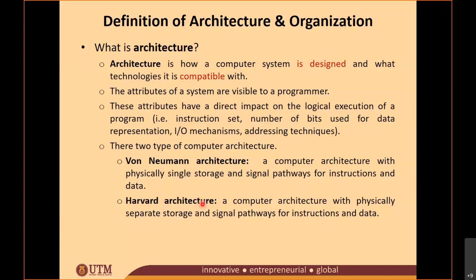Okay, while Harvard architecture is a computer architecture with physically separate storage and signal pathways for instruction and data. Maksudnya kat sini program memory and data memory dia separate, dia asingkan, dia tak sekalikan. Okay, so ingat lagi tak fetch and execute cycle? So this fetch and execute cycle will depend on the type of computer architecture yang kamu akan guna, sama ada kamu guna von Neumann ke ataupun Harvard architecture.